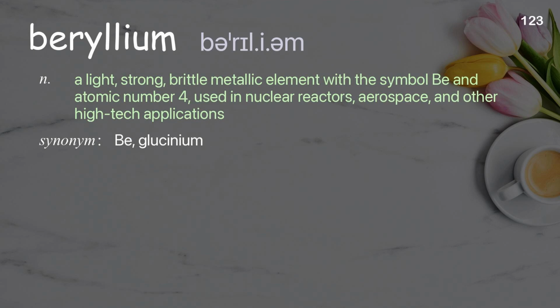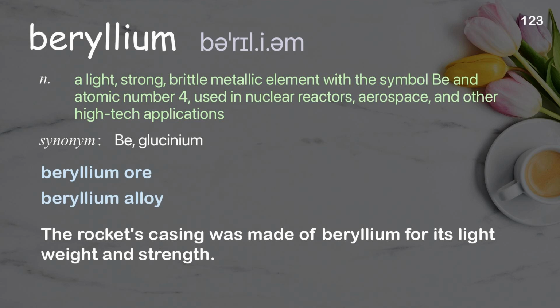Beryllium. A light, strong, brittle metallic element with the symbol B and atomic number 4, used in nuclear reactors, aerospace, and other high-tech applications. Examples: Beryllium ore. Beryllium alloy. The rocket's casing was made of beryllium for its light weight and strength.